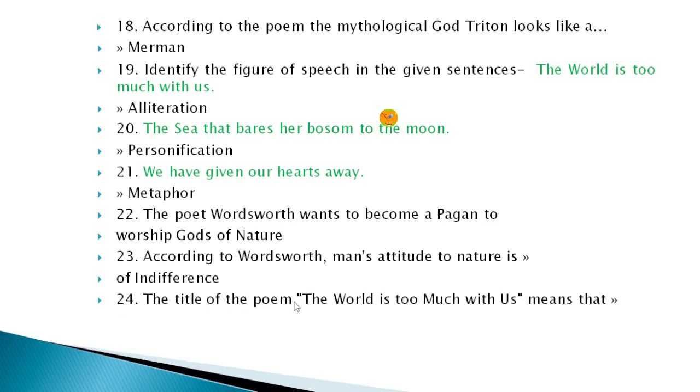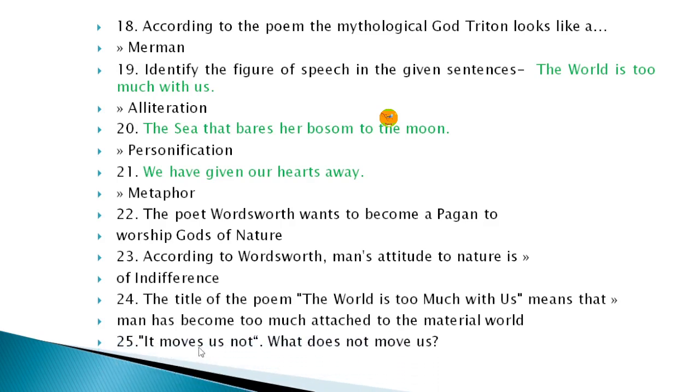The title of the poem, The World Is Too Much With Us, means that man has become too much attached to the material world. It moves us not. This extract is taken from the poem, and here the question is, what does not move us? Here the right answer is the beauties of nature. The beauties of nature do not move us, according to the poem and poet.